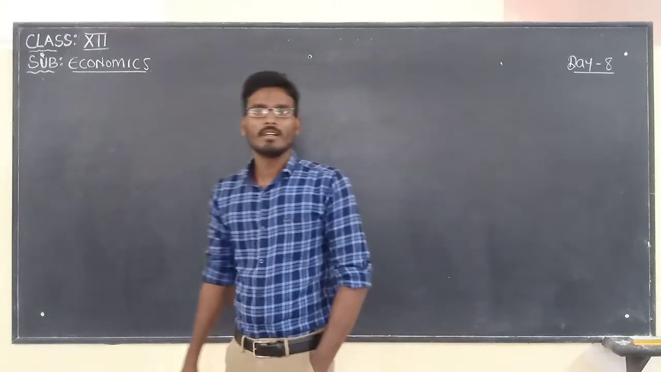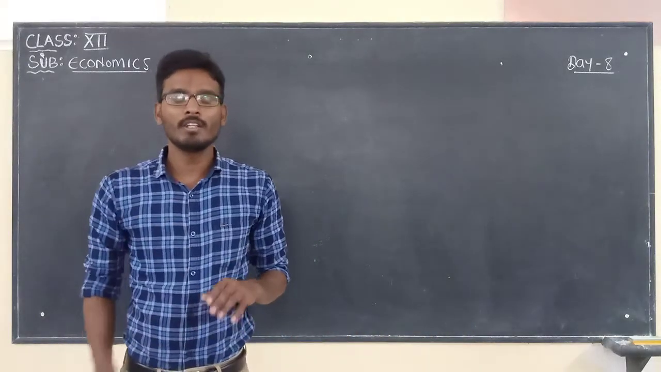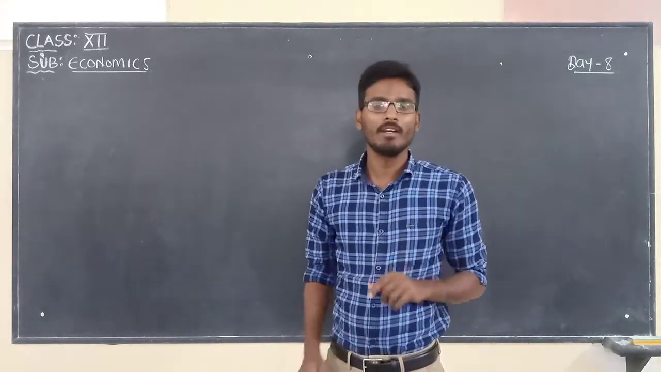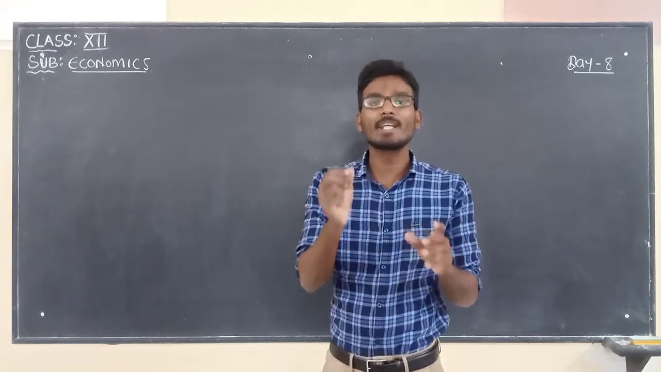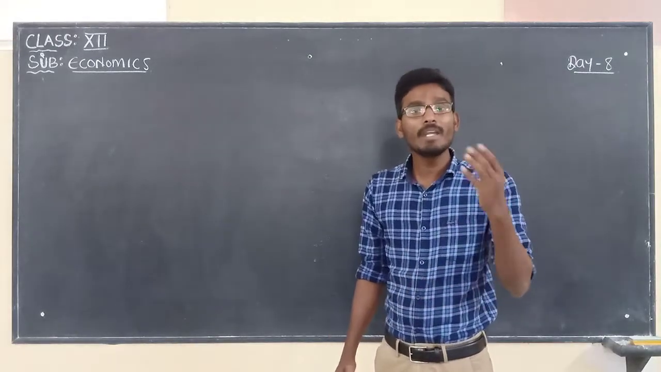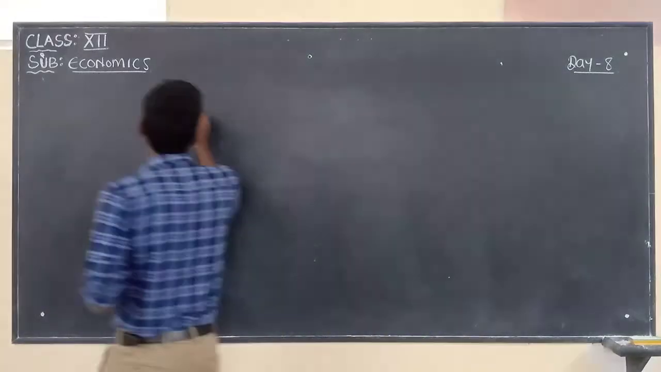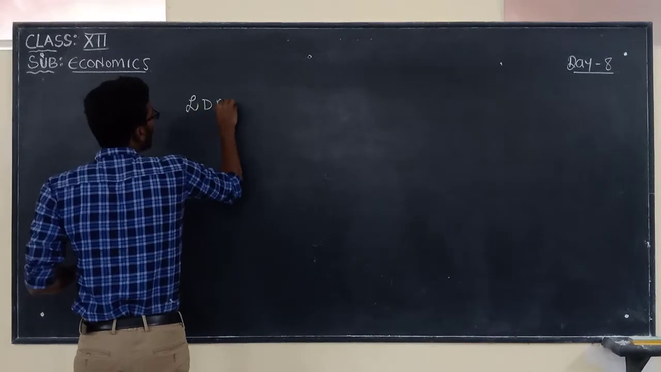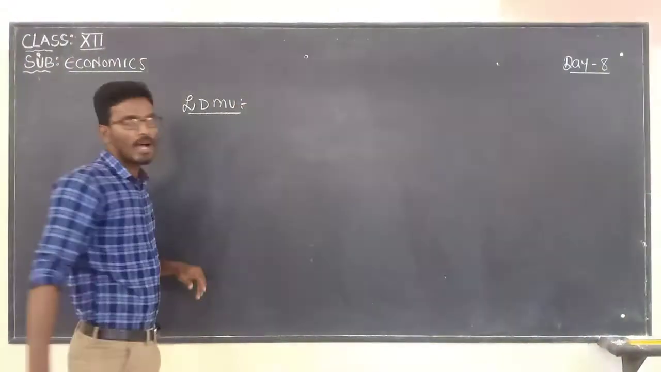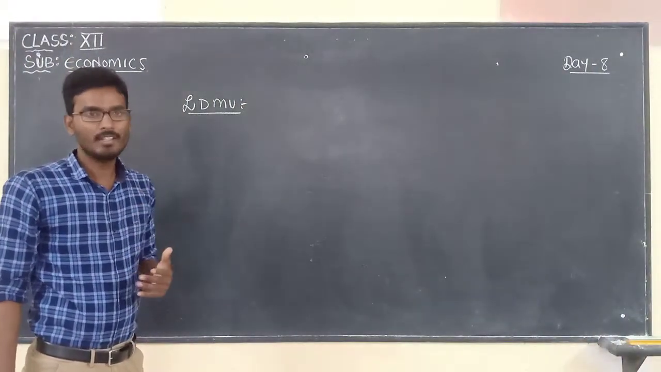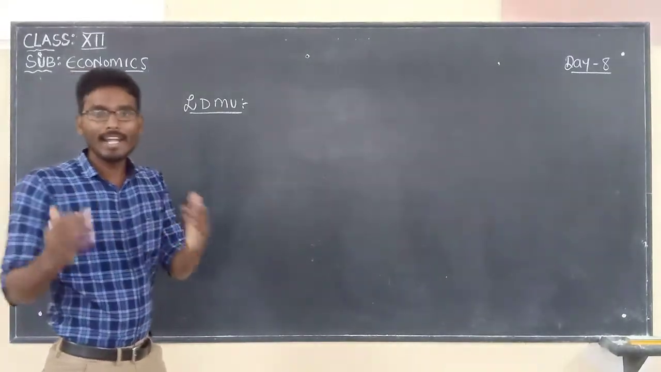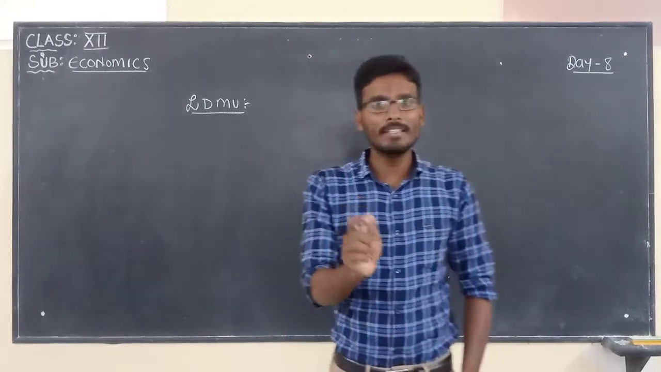Hello everybody. In this class we are going to deal with one more important concept in the theory of consumer behavior. Okay, let me give a short description about the information we discussed in the previous class. In the previous class we discussed the law of diminishing marginal utility. Now let us find out the relation between total utility and marginal utility.